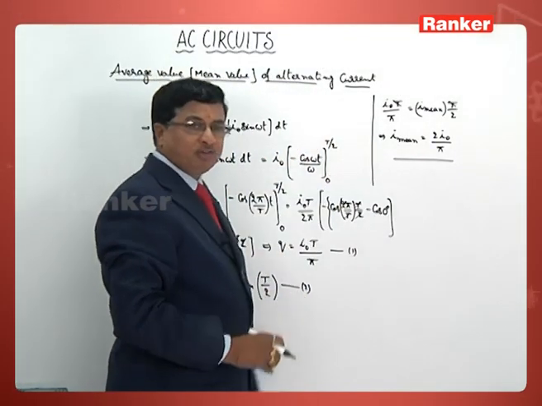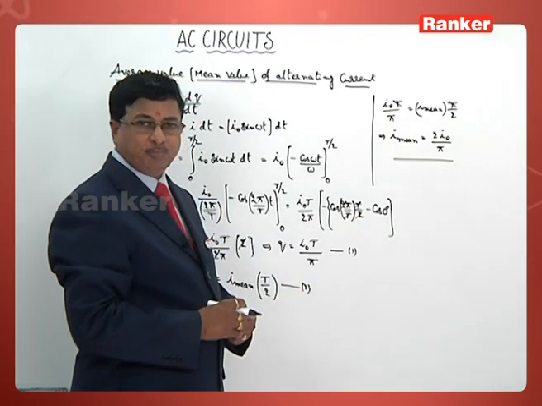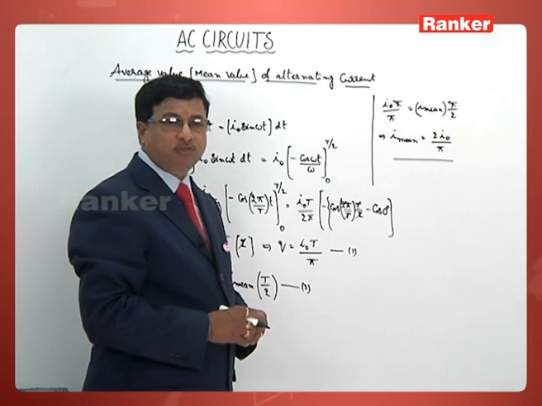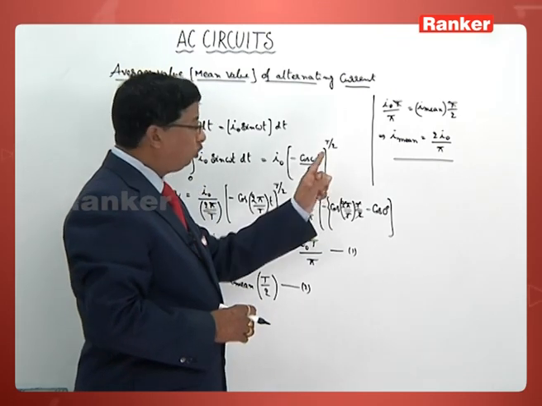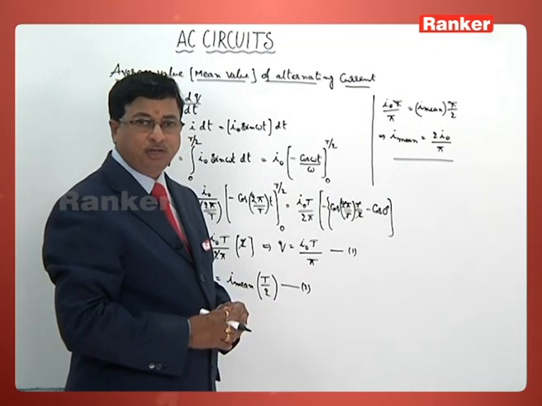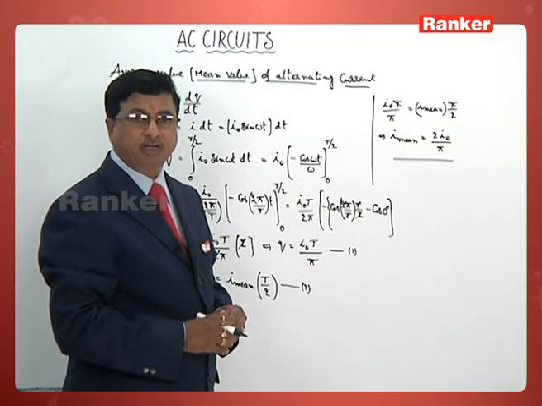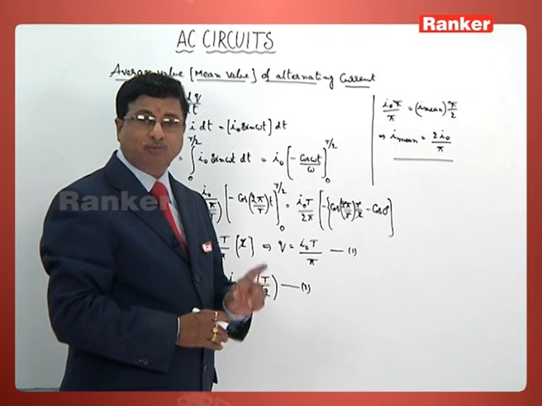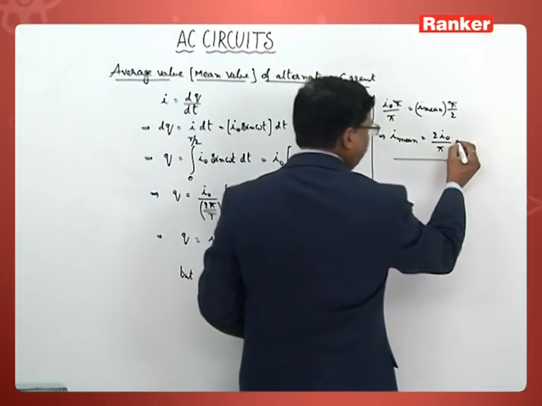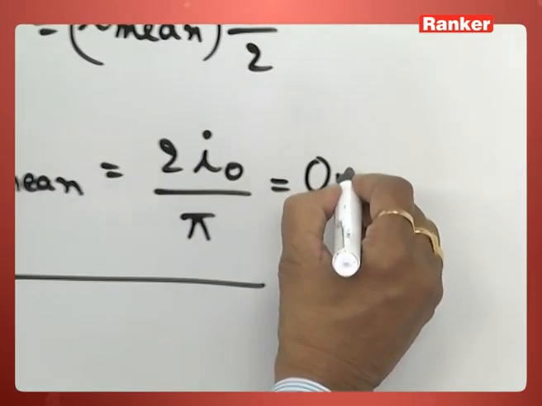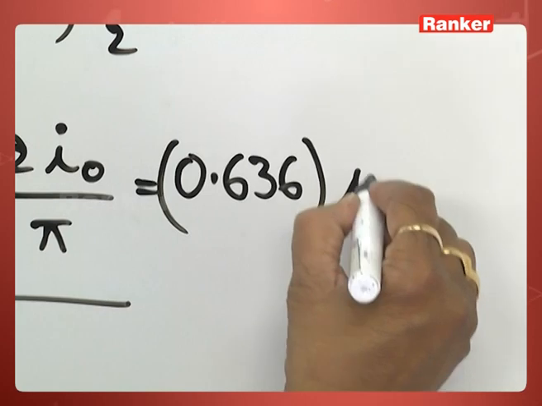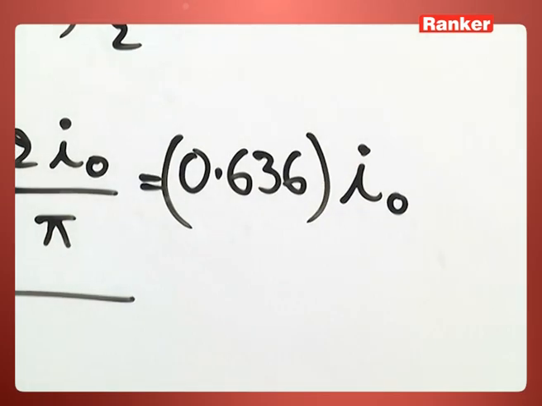The same equation we have already taken up earlier, but this is the method of deriving that equation. So, 2 I naught by pi, that's what we used to call the mean value or average value of alternating current. Already I have given you, this value can be written as 0.636 times the value of I naught.